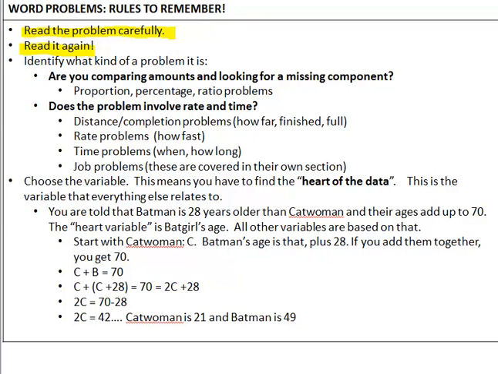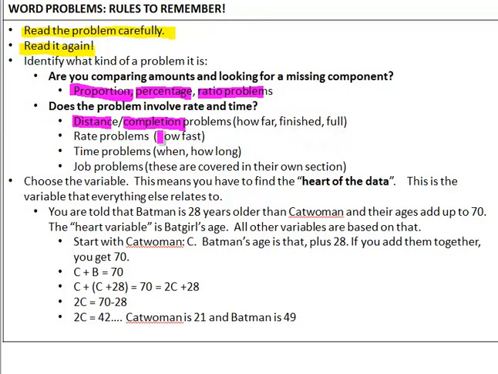So you might want to look at this and think, am I comparing amounts or looking for a missing component, a missing piece of data? In this case, that's often a proportion problem, percentage problems, and ratio problems. Sometimes the problem involves rate and time. That can be a distance problem, and it can also be a work problem or a completion problem. Those problems are often asking you how far, when will it be finished, when will it be full.